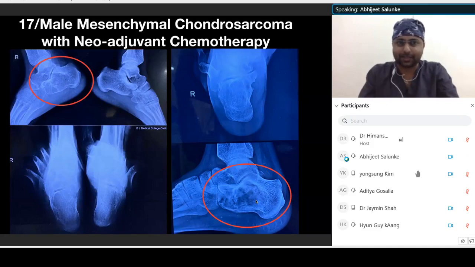So we had a similar case, a 17-year-old male with mesenchymal chondrosarcoma, which was treated with chemotherapy, as it is a quite chemosensitive tumor. You can appreciate it's quite intraosseous disease. So we thought that we can attempt limb salvage in this case. And we made a 3D model of his leg and planned all the cuts for this case. And this is the X-ray of him before surgery.